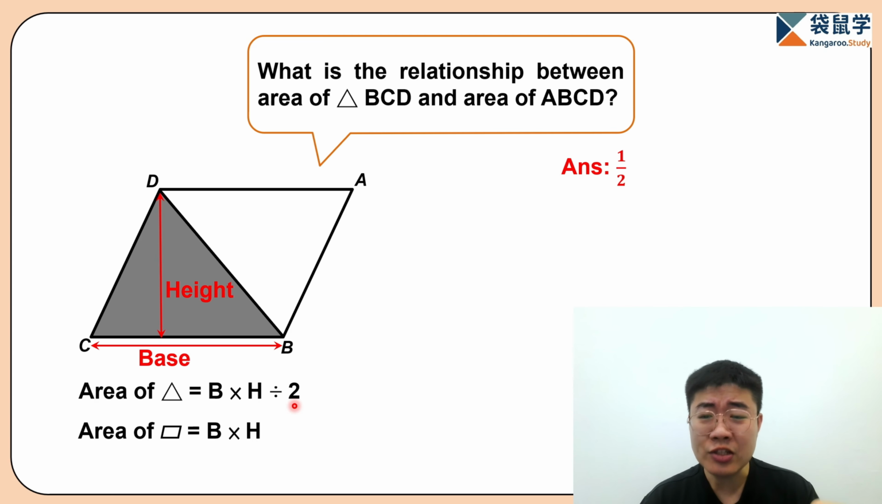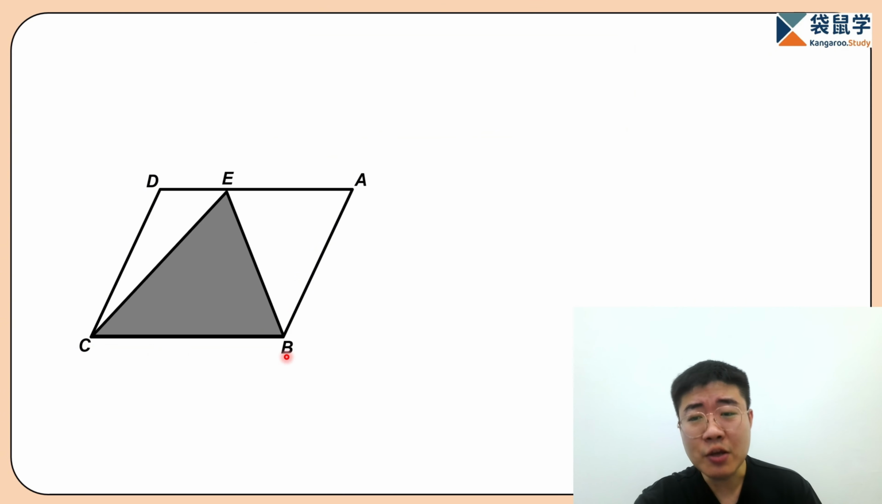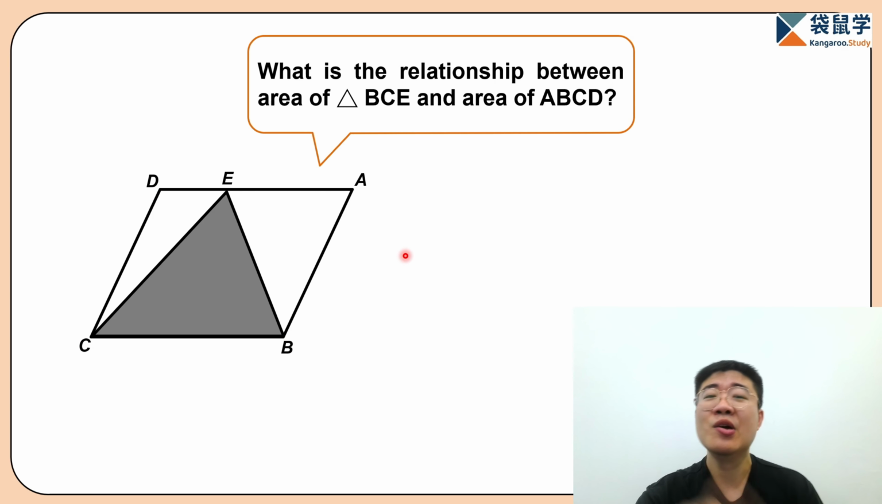And now let's change the question a little bit. Suppose now instead of having the point at D, let's shift it from D to E. So we get this triangle BCE. Now I'm asking, what's the relationship between the triangle BCE and the parallelogram ABCD?